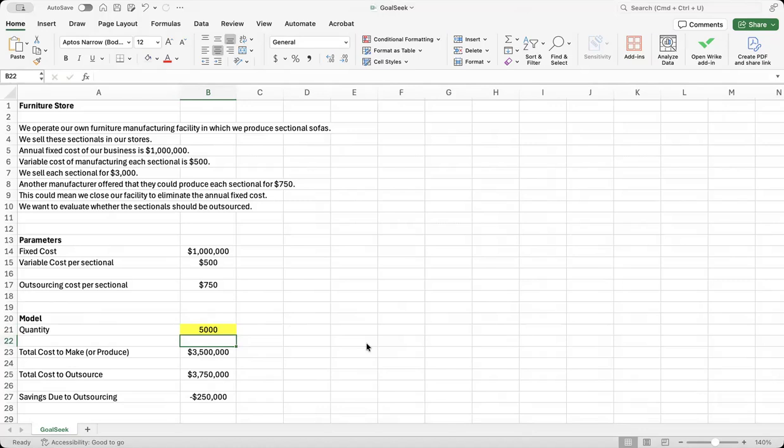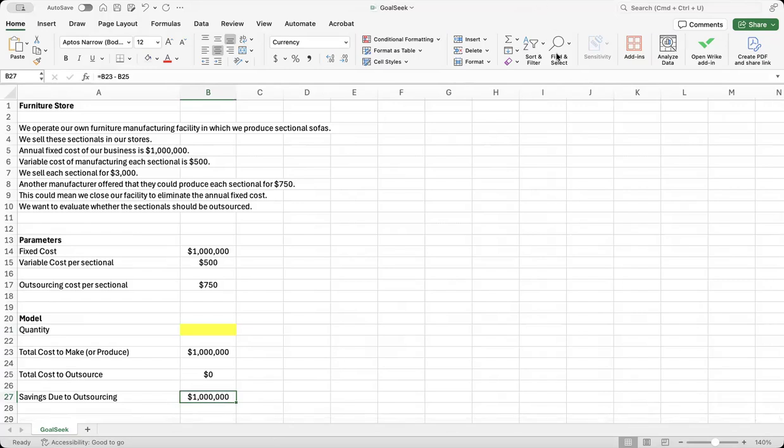Now, what I am trying to understand is the break-even quantity. At what quantity is outsourcing going to cost the same as making in-house? So this is the variable I am trying to work with. So for example, at quantity X, savings due to outsourcing will be 0. And what is that X number, right? That's what I'm trying to understand.